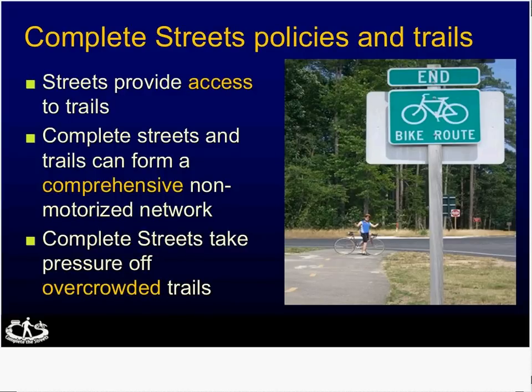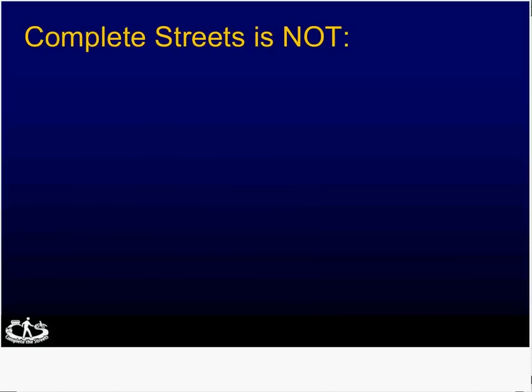There's also sometimes the question of trails: how do complete streets relate to trails? We like to point out that streets obviously provide access to trails. When we have complete streets and trails, we can form a comprehensive non-motorized network, and we also find in some cases that complete streets can take the pressure off overcrowded trails. Now folks that might have used the trail can be comfortable on streets.